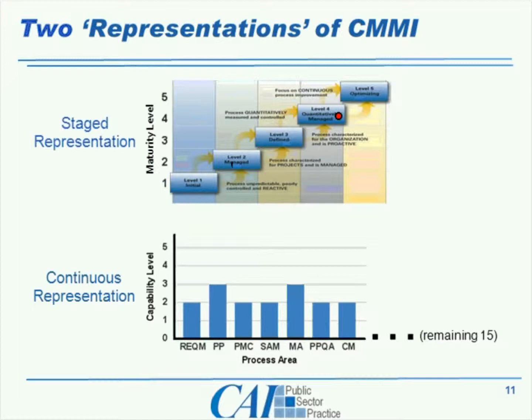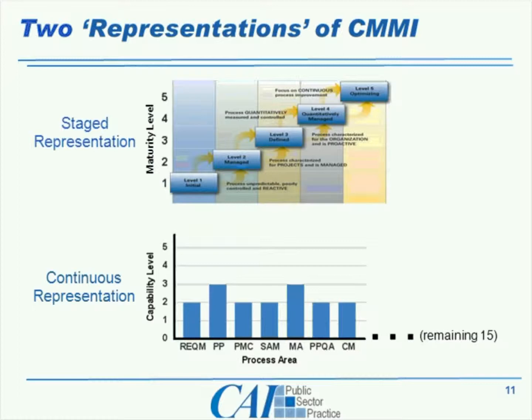So typically in the industry, when you hear that a company or an organization has a maturity level, an ML rating, they're talking about the staged representation. It's very easy. All of the process areas that are covered under each of those levels are standardized. So level 2 has a specific number of processes, and those processes do not change. The same with level 3, 4, and 5.